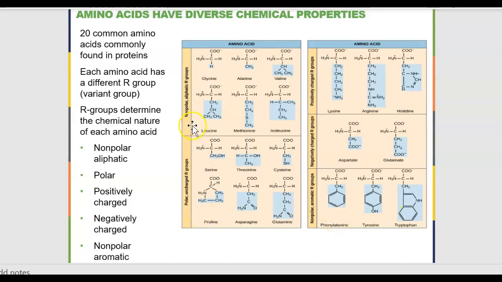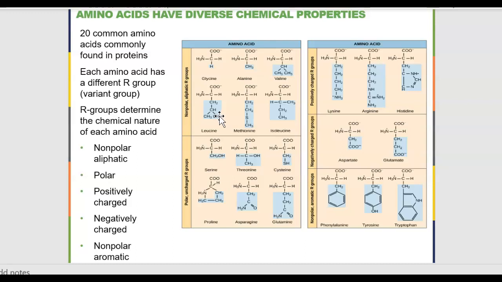So you can see that, depending on what they have in these boxes, these R groups, some of them are nonpolar aliphatic R groups. See how much you know now and how much you've already learned. So you know that it's a chain, right, aliphatic. It's nonpolar, so most of what you're going to see in here is going to be carbon and hydrogen, like hydrocarbons.